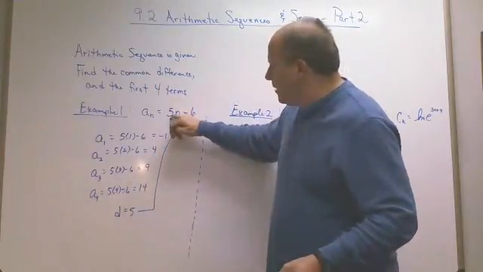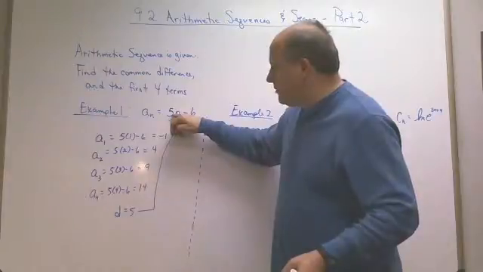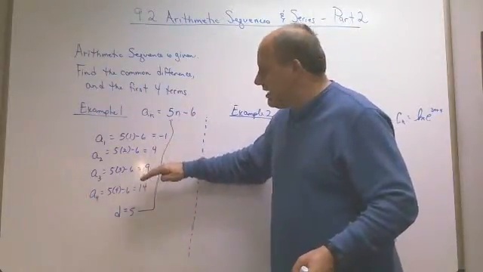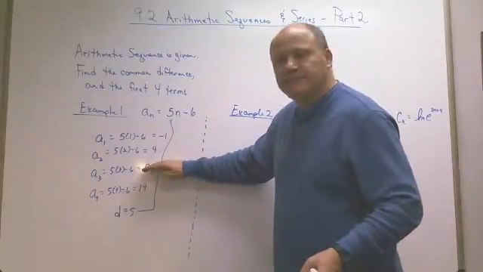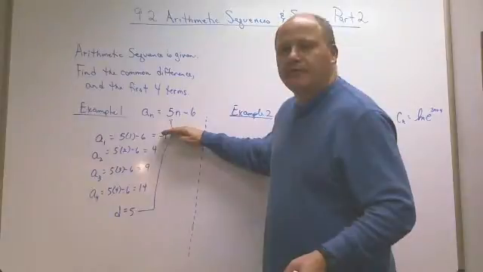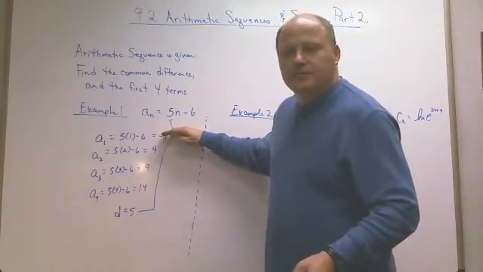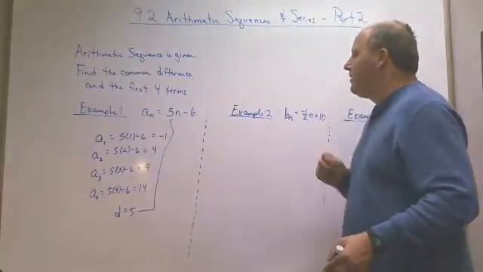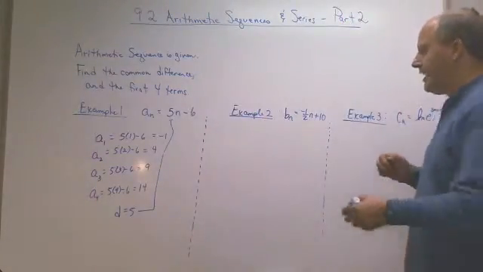And like I said, if you don't understand that that number is going to be your common difference, you can just take any two terms and subtract them consecutively. So you get 14 minus 9, or 9 minus 4, or 4 minus a negative 1, which is a little bit more difficult. But either way, you get 5. So that's example 1.